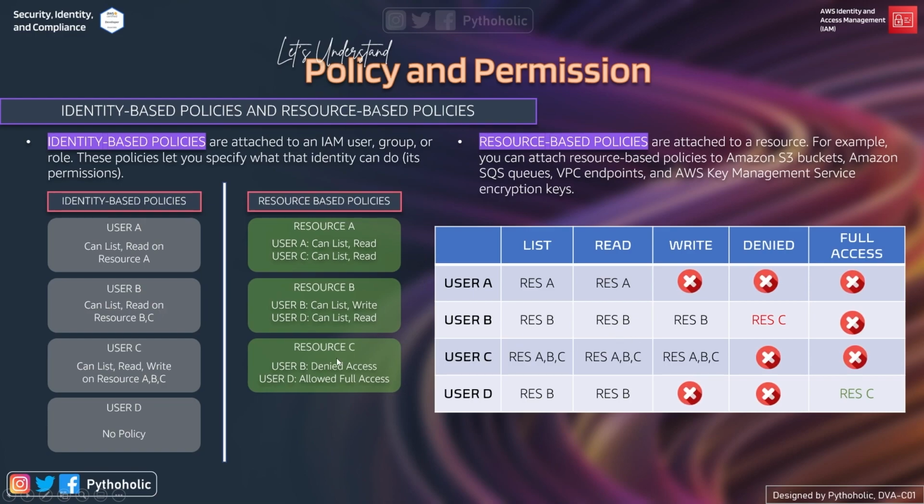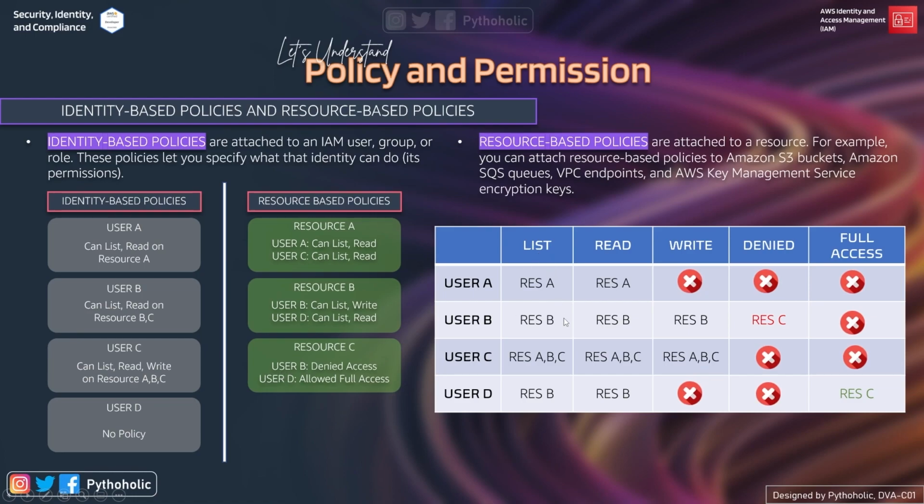But when we go to resource C, it has denied access. So now user B can perform list and read on B, as the resource B policy also said that it can list and write on resource B. So now it has 3 operations: list, read, and write. But on resource C, B does not have any access.